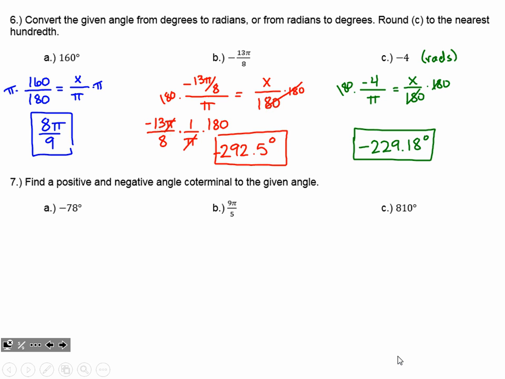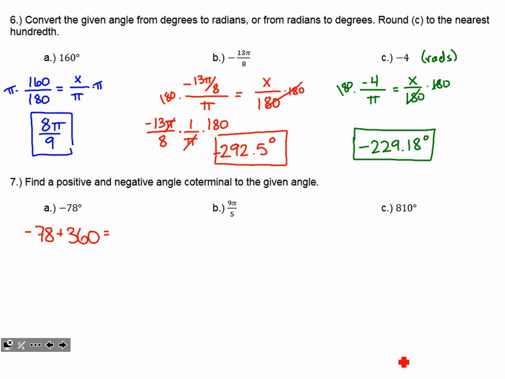Number 7, find a positive and negative angle that are coterminal to the given angle. Well, here we want to add and subtract a full circle. That's going to be that terminal side rotating through an extra time to create the exact same angle that we began with. All right, so letter A, here I take my negative 78 and I will add 360. That will bring it to a positive position.